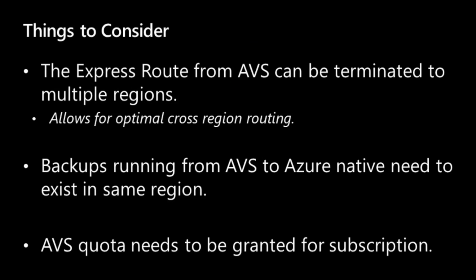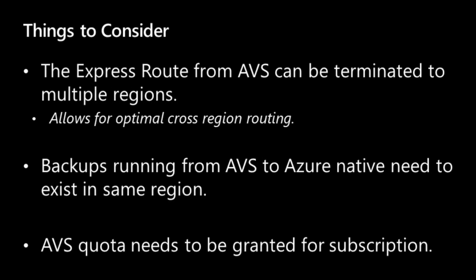So a few things to consider. The express route from AVS can be terminated to multiple regions. So when you are picking the region where you want to deploy Azure VMware Solution to, keep in mind that, as an example, if you deploy Azure VMware Solution to West US, you can not only terminate your express route to West US, but you could also terminate it to East US, you could also terminate it to South Central, etc. You can terminate to multiple regions, and you don't even have to terminate the express route into the same region as Azure VMware Solution is deployed.